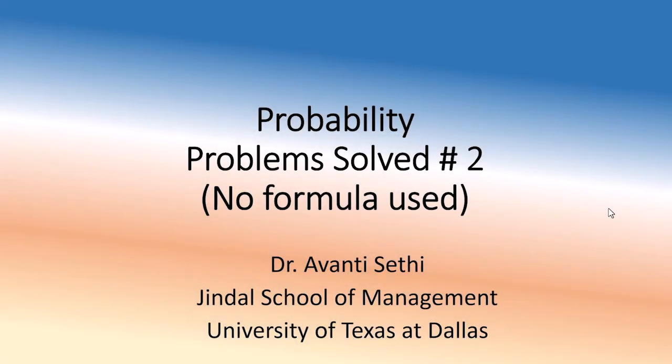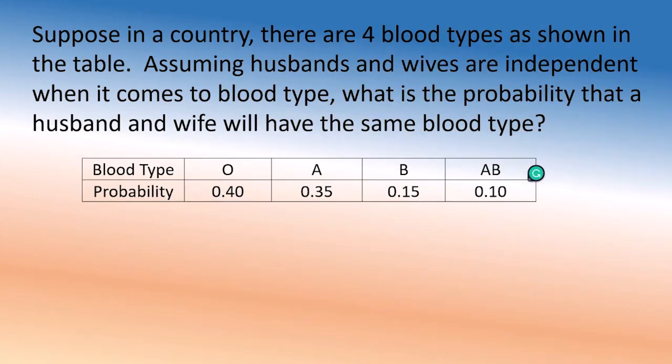This is our next problem. So let's go to the problem directly. So here it is. Let's suppose there are 4 blood types and the probability of having each blood type is given below. So O is 0.40, that's the most common one. Type A is 35%, B is 15%, and AB is 10%.